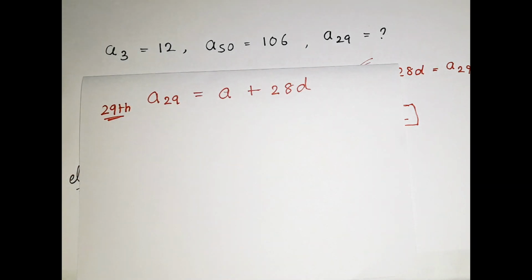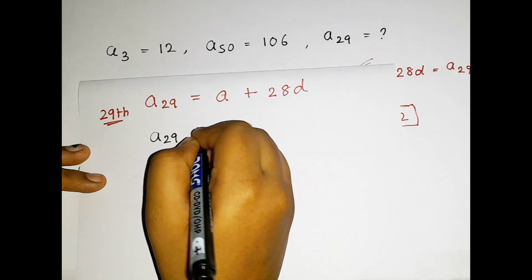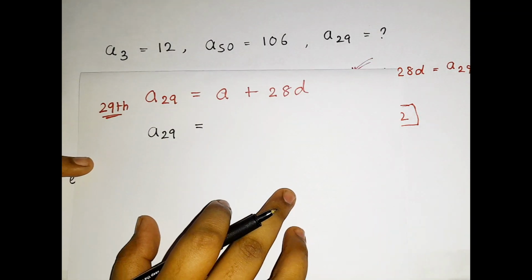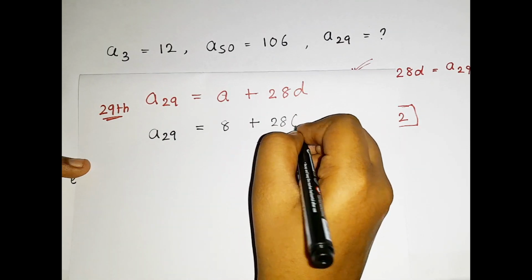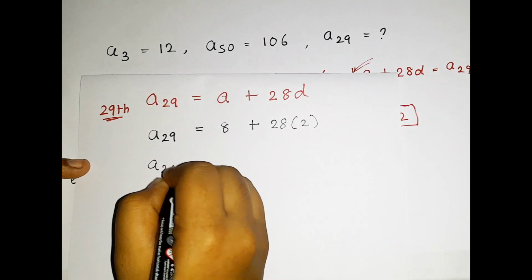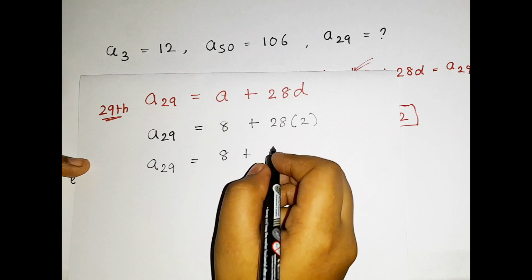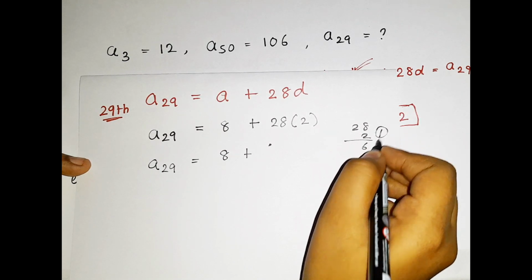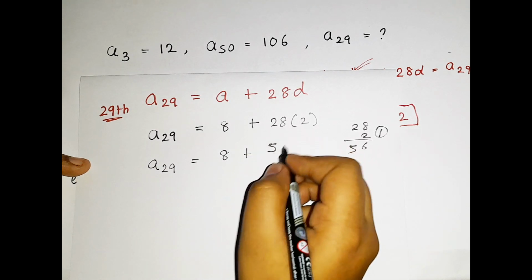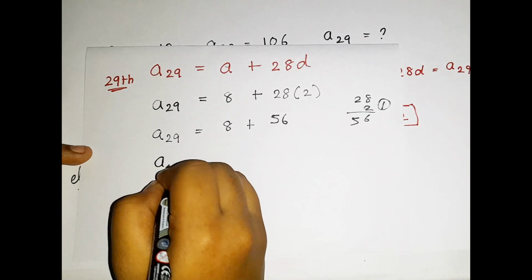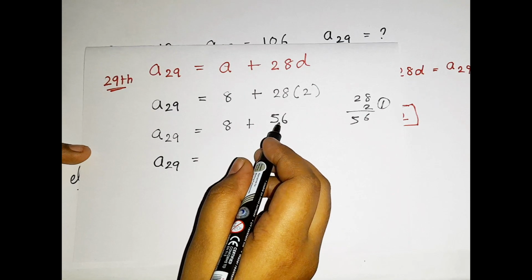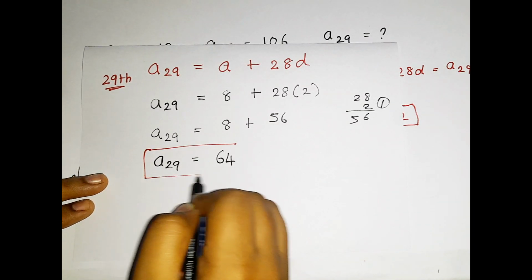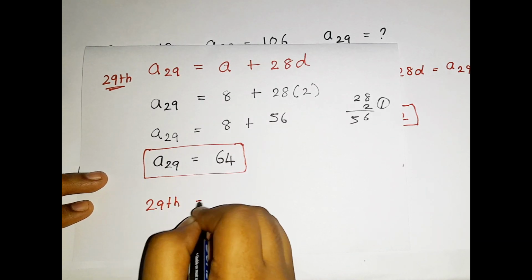Now a29, we can write it as it is, and the a value we just found is 8. So a is 8 plus 28, and the d value is 2. So a29 is equal to 8 plus 28 into 2. Sorry, 28 into 2, 2 eights are 16, 2 twos are 4, 5. So 28 into 2 is 56. I am sorry guys, I just committed a mistake. So a29 is equal to 8 plus 56, which is 64. So now we know the answer, right? The 29th term is equal to 64.